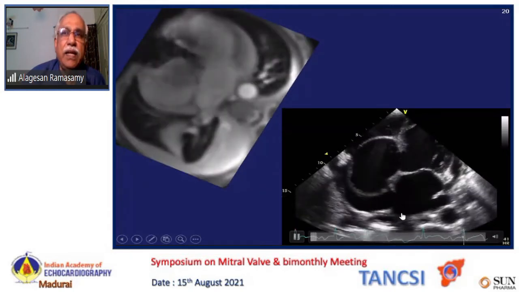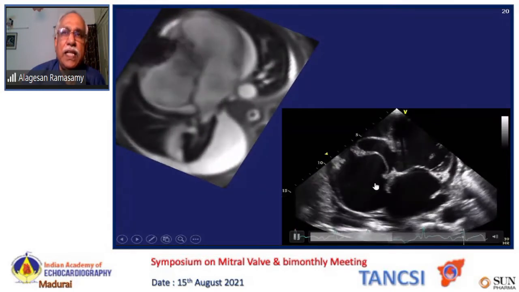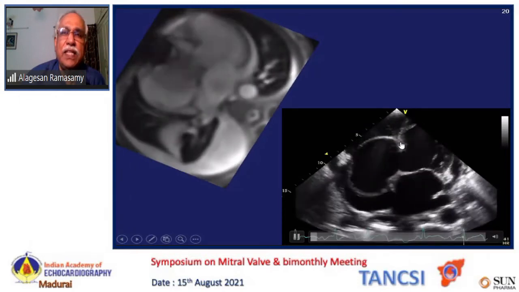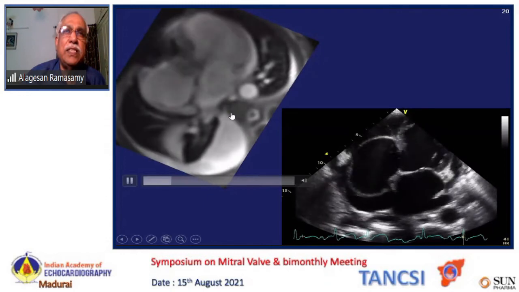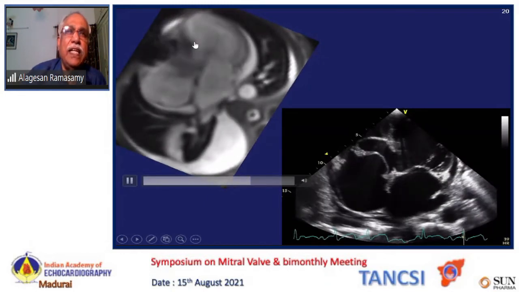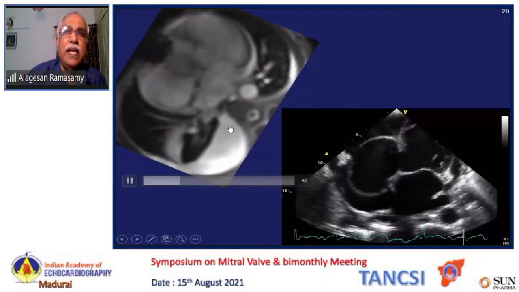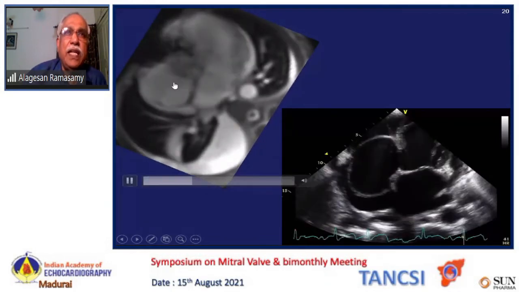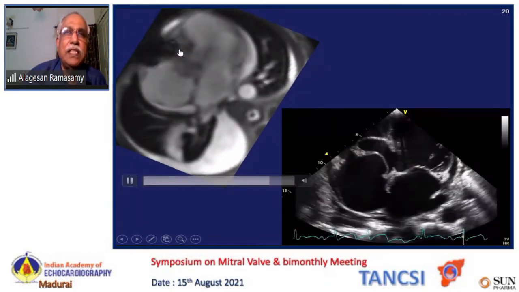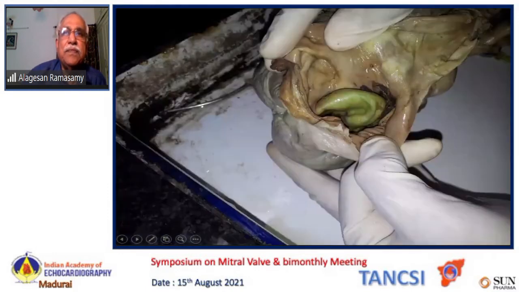Here you can see the apical four-chamber view, which shows the left ventricular extension of that chamber. And you can clearly visualize it. I've positioned it in such a way that it will simulate the echocardiographic view. And you can clearly make out that large additional chamber, which is extending from the left ventricle.